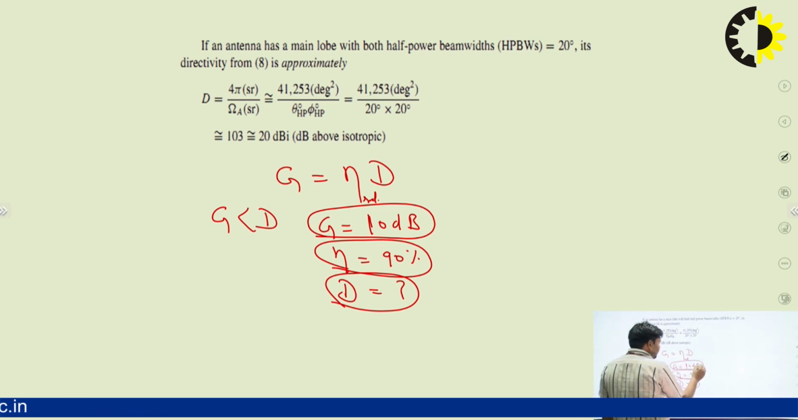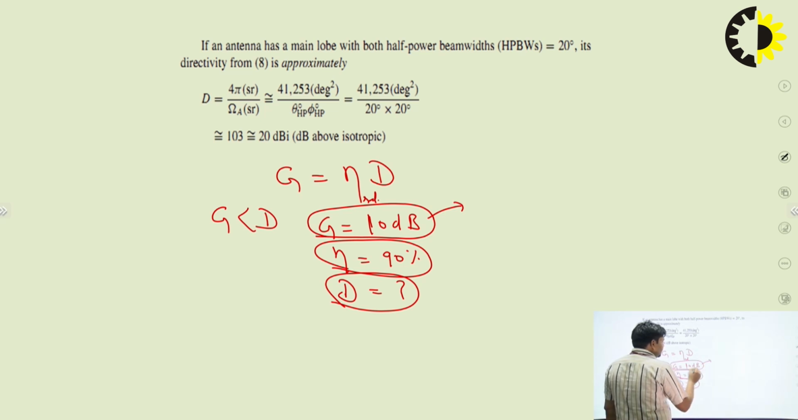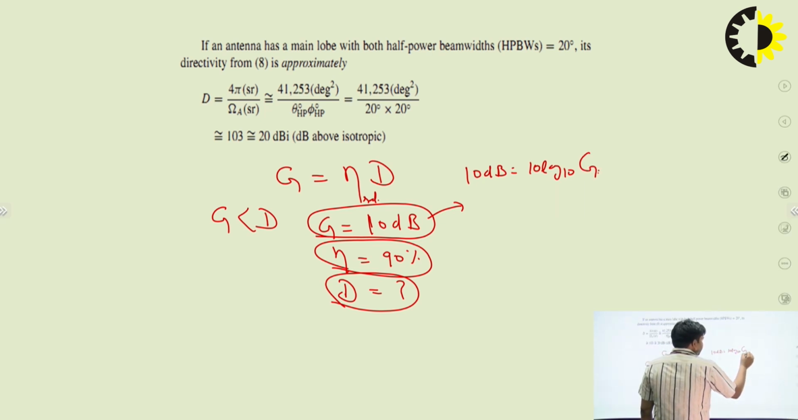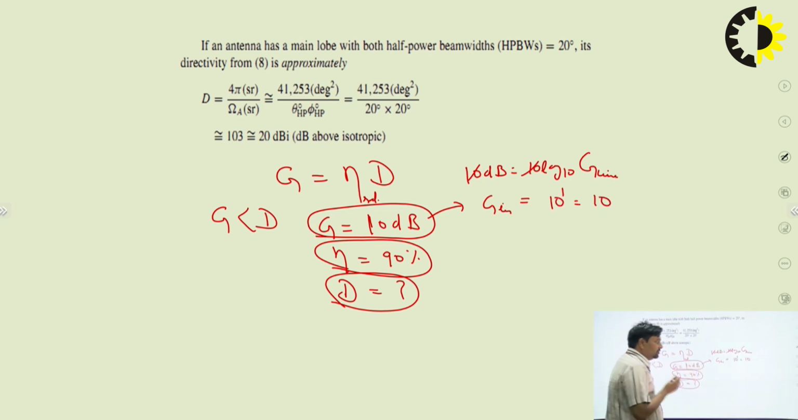First we have to convert the gain from dB to linear form. So 10 dB is equal to 10 log base 10 of G. This is a power pattern. So 10 dB is equal to 10 log G in linear form. What is G in linear form? We take the anti-log of this, which is 10. So the gain of 10 in linear form and 10 dB are the same here, which is 10.